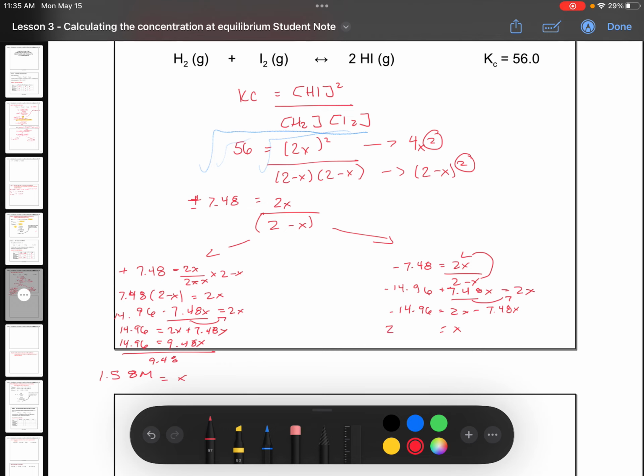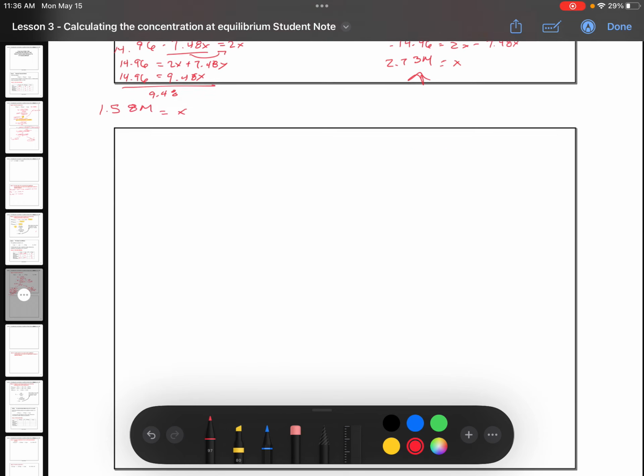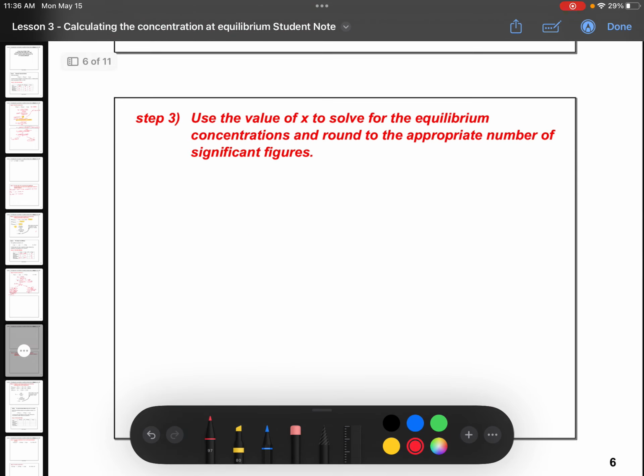Skipping our steps a little bit, we'll get x equals 2.73 moles. So this number here, this 2.73, is a large number. It's larger than 2. So because it's such a large number, we're actually not going to use it. So therefore, we are going to be using the positive value when we added them, which was 1.58 moles. So we're going to be using that value. Because the other is greater than 2, we're not going to use it because it's too big for us.